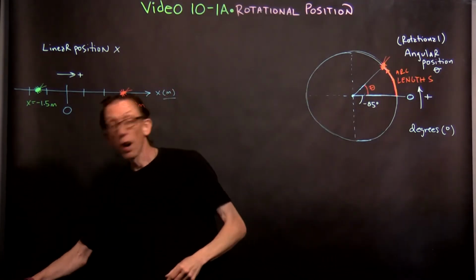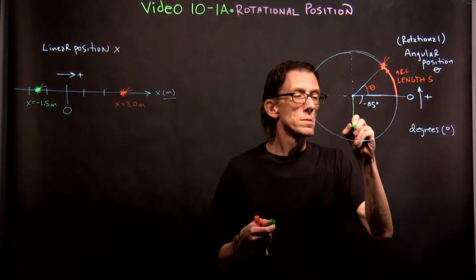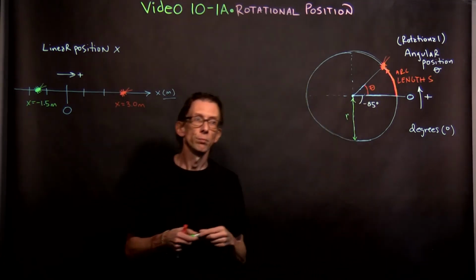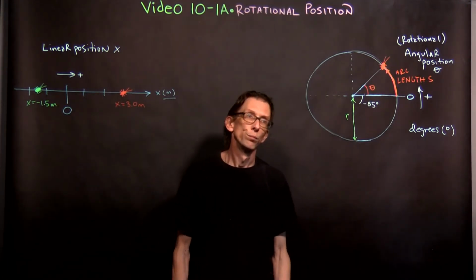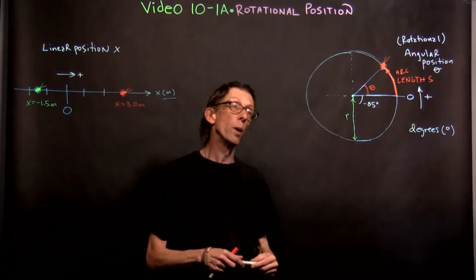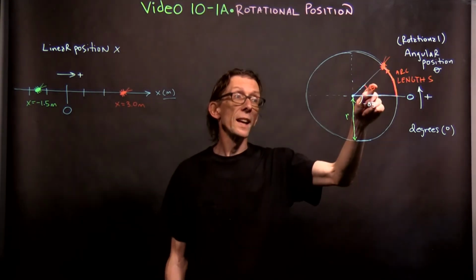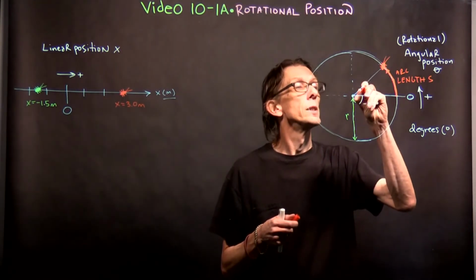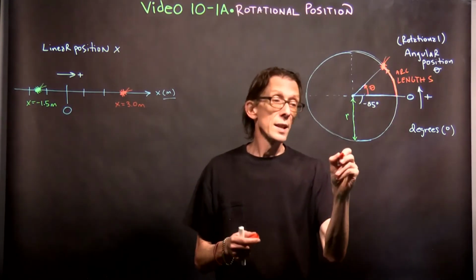Let's also label the radius of the circle R. Okay, that is the radius of the circle, R. So at some point, as the bug goes further and further, theta gets bigger and bigger, right? Theta's getting larger, the bug is walking, the arc length is getting larger. At some point, S equals R.